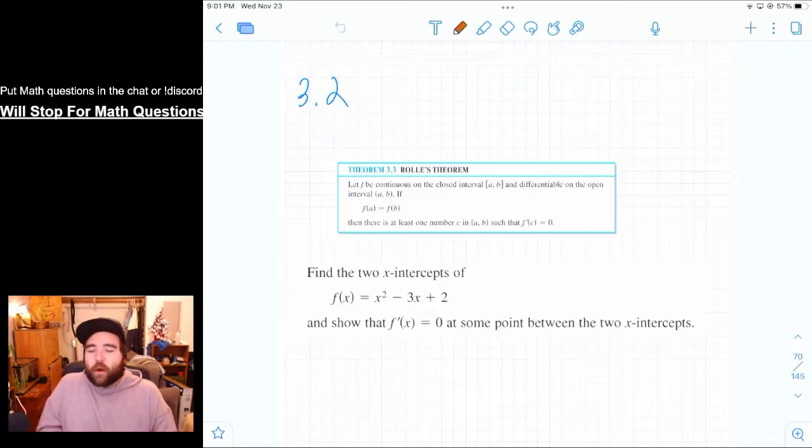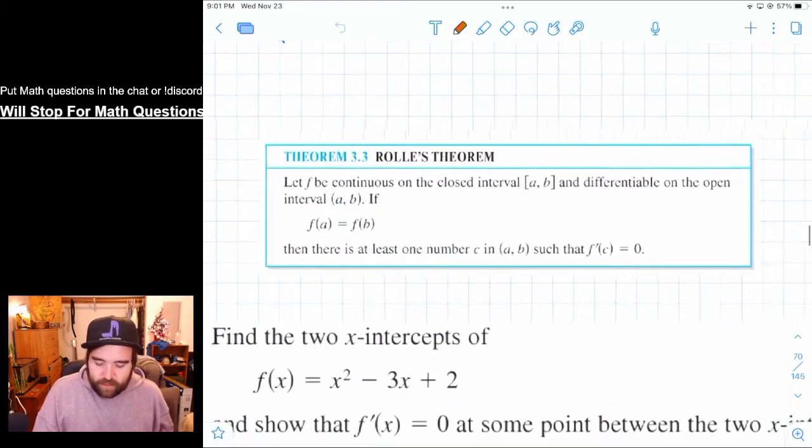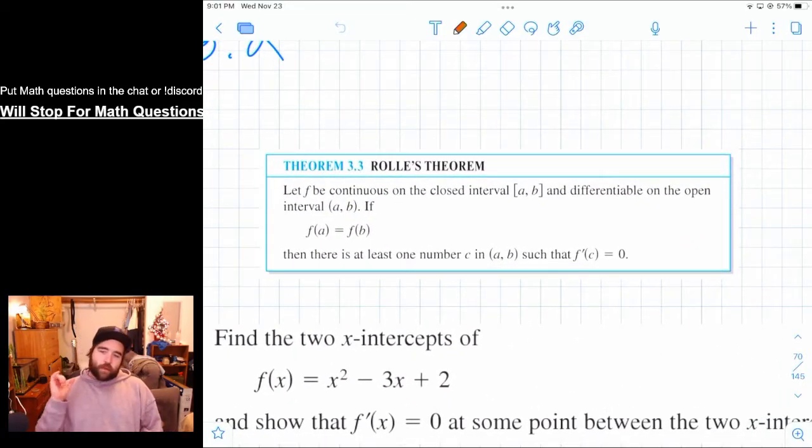So 3.2, more application of the derivative type of stuff. This one is about Rolle's theorem. Now I don't like Rolle's theorem specifically, but it does make sense.